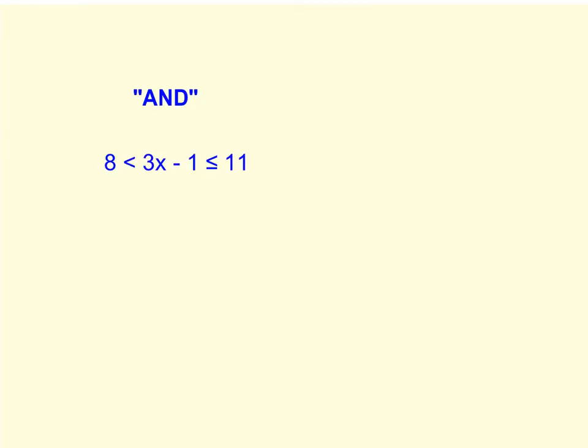Alright, so here's another and inequality. Again, if it didn't say the and, which oftentimes it won't, I can see, first of all, there's not an or, so it can't be an or inequality. They'll type out the word or for you if it's an or. And you've got your 3 sections. You've got the left section, the middle section, and the right section.